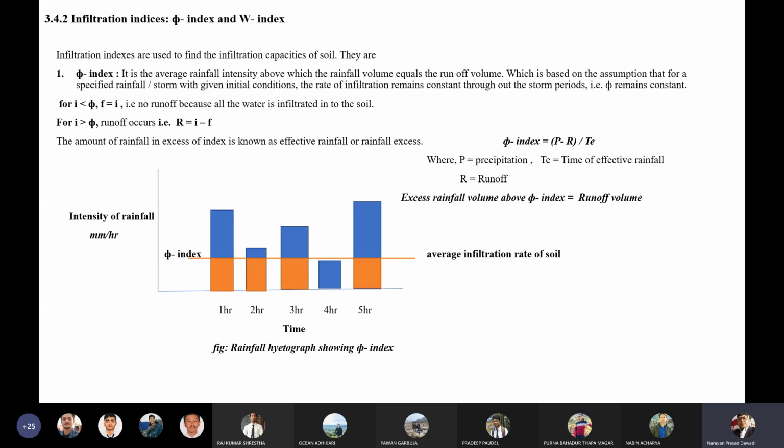above the line, this produces the runoff. This is the part of the runoff. Blue color is the part of the runoff. Below the line, you can see here the orange color. This orange color provides the infiltration water.